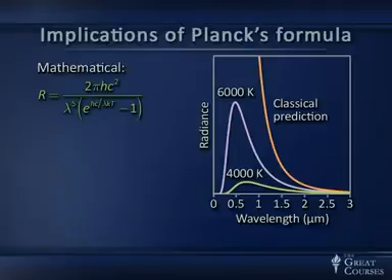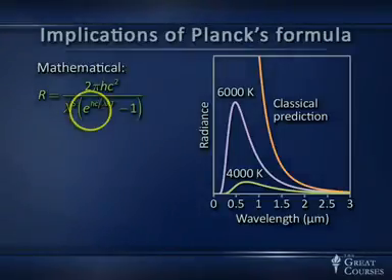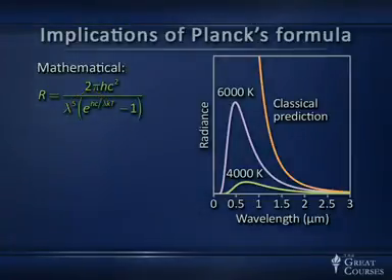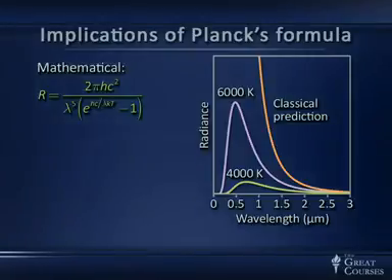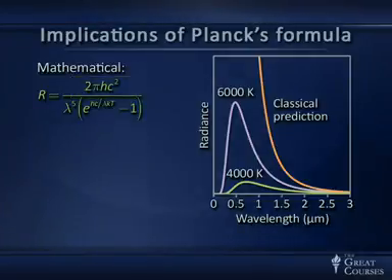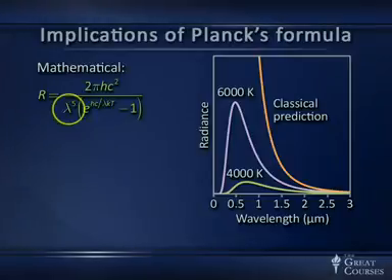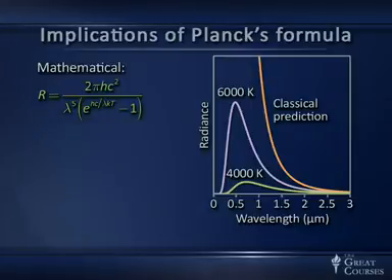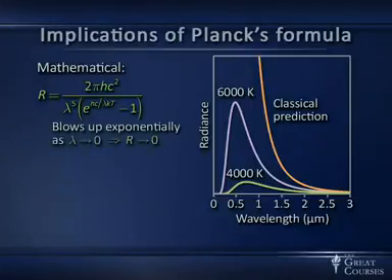Well, the mathematical implication is that there is a term now in the denominator that has e, the base of natural logarithms, the basis of the exponential function. It's being exponentiated to a power that involves some constants. You can see the constants include Planck's constant and the speed of light. And down in the denominator is lambda. And as lambda goes to 0, or gets smaller and smaller, that exponent gets bigger and bigger. e to a big number is really huge, and that term blows up exponentially as lambda goes towards 0.